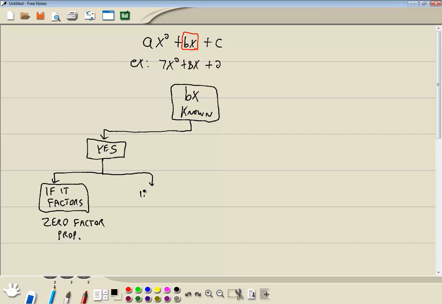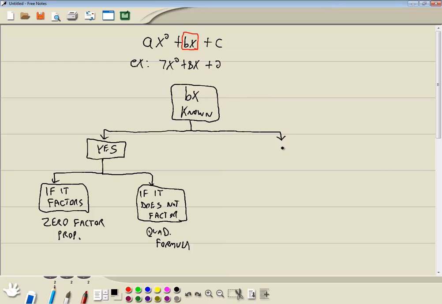If it does not factor, then we're going to use the quadratic formula. Technically, you could use completing the square too, but the quadratic formula is simpler.